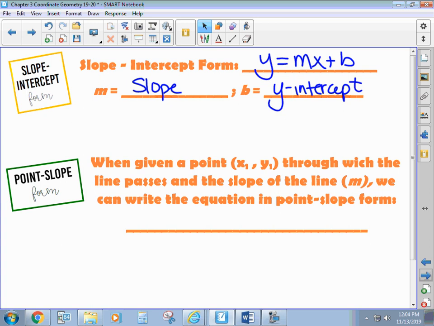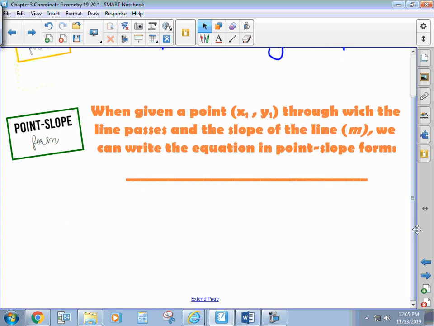Point slope, we're going to start on page 25 today. Do you agree slope intercept, y equals mx plus b, m is the slope, b is the y-intercept? Today we are going to talk about point slope form. We're probably going to have a point and a slope. Your paper says, when given a point (x, y) through which the line passes, and the slope of the line m, we can write the equation in point slope form.